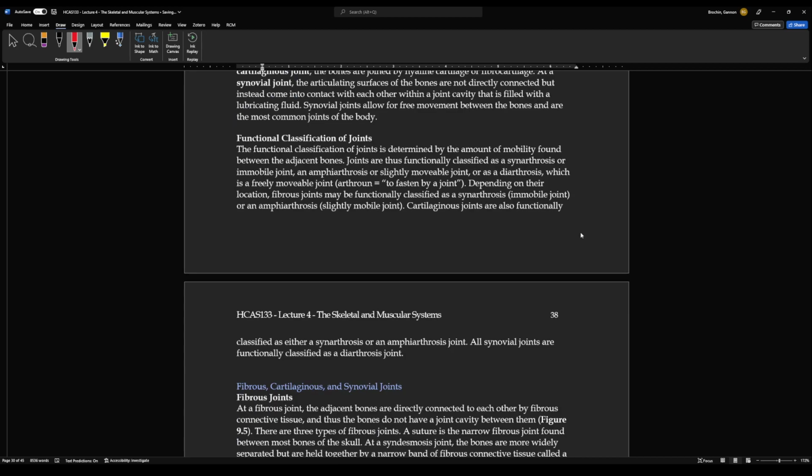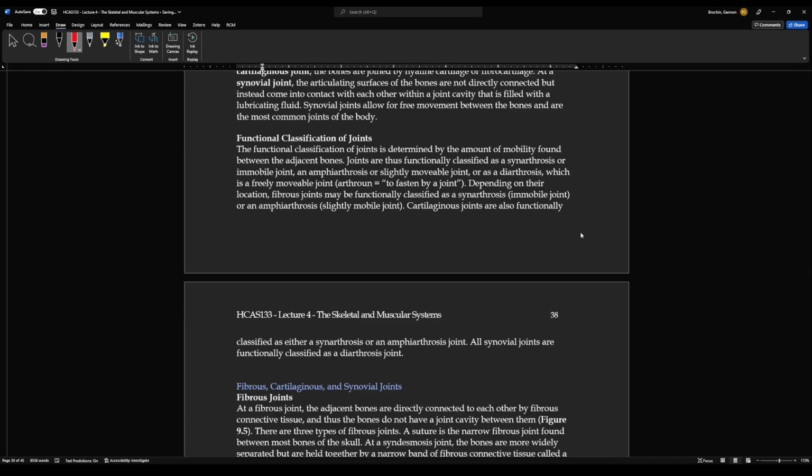Joints can also be classified by function. So there's synarthrosis, amphiarthrosis, which is slightly movable, and diarthrosis, which is freely moving. So, we talk about something like the shoulder. It is both a synovial joint and a diarthrosis. Okay, joints can have both. They will have both a functional and structural classification.